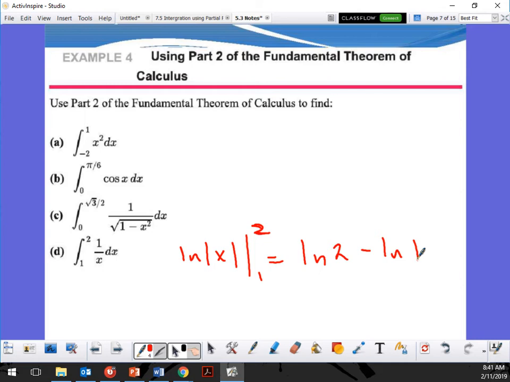So right here, ln 1 is going to give me 0. If you guys want to test that in your calculator, it is what it is. So ln at 1 is going to be 0, and my whole answer on this one is just going to be ln of 2.